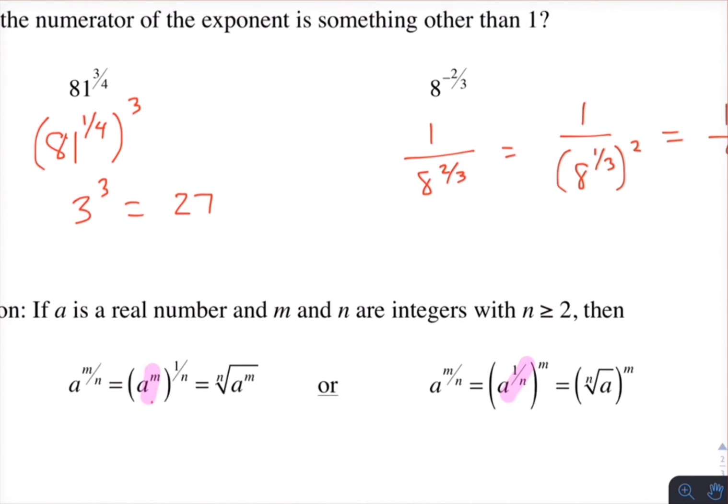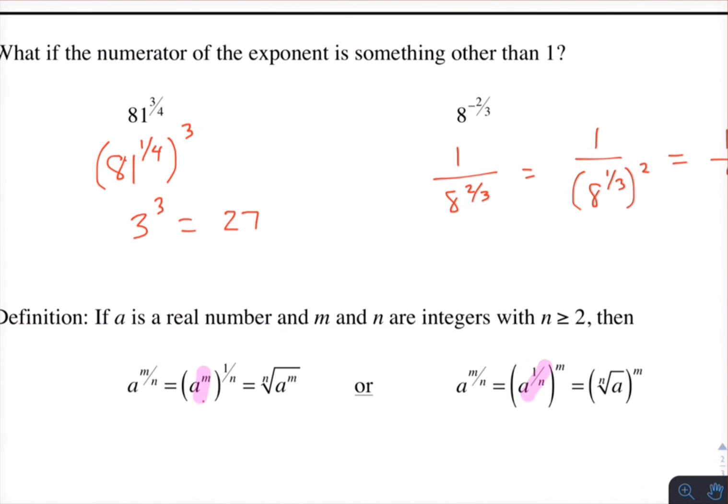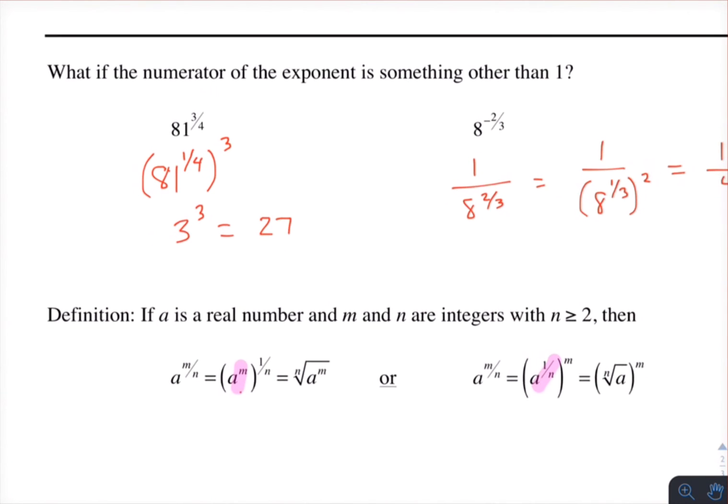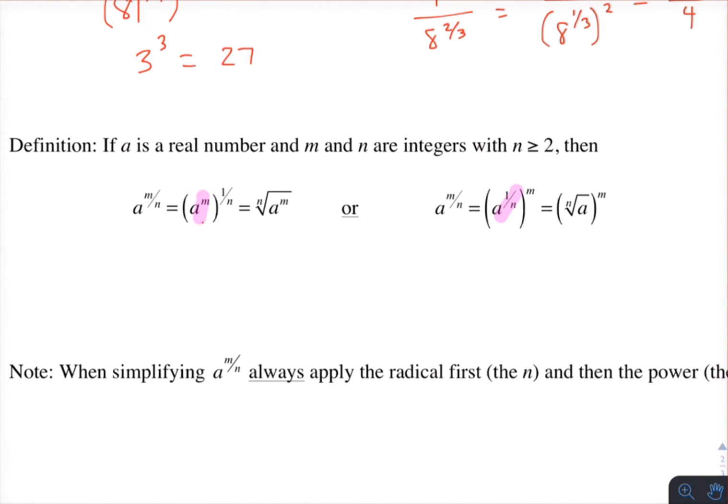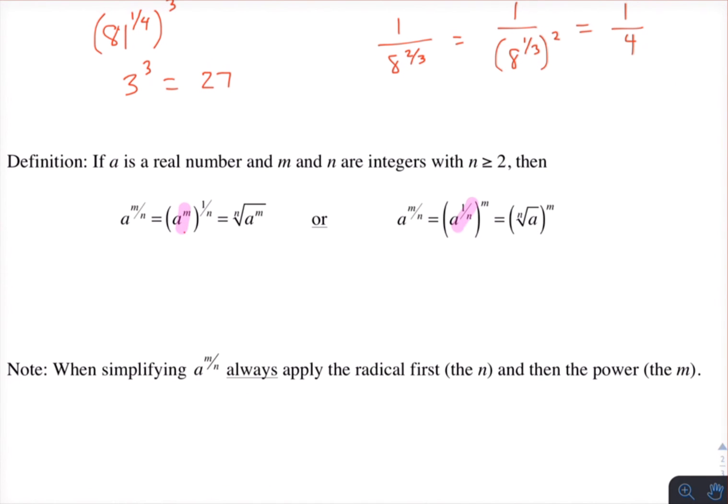So which of these two do you think is better, if either? Give that a thought for a moment, and then I will reveal what I think. And maybe you guessed it. It's better to do the radical first, and then the power second. And the reason is, by doing the radical first, you end up with a smaller number that you're going to then raise to the power.